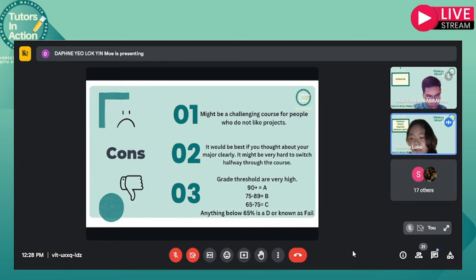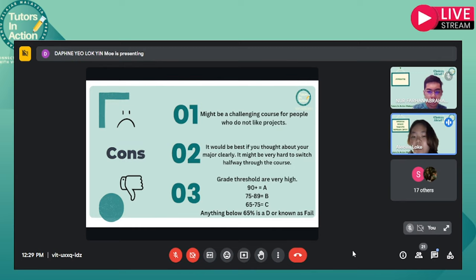It is actually best if you can think about your major clearly, because once you get in, for example, in first sem you want to do business as your major, and in second sem you want to change to, for example, computer science. You still can change, but once you change to computer science, it is very hard for you to change back, because in the third sem you have to kind of confirm. If you regret taking computer science in your second sem and want to change back to business, it is very hard, because they do not allow you to do that, as the transfer credit might be a problem.